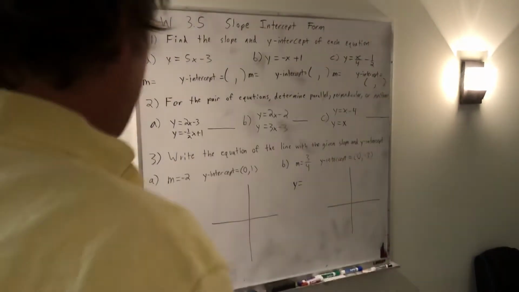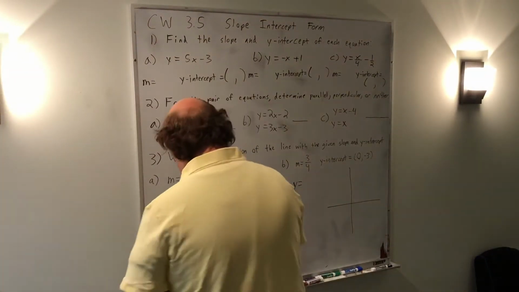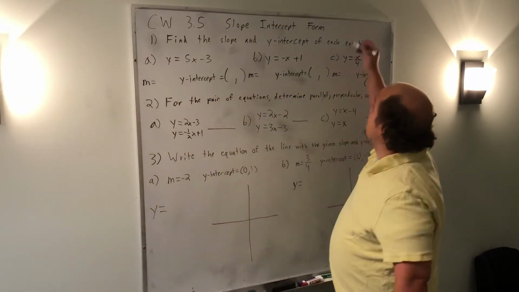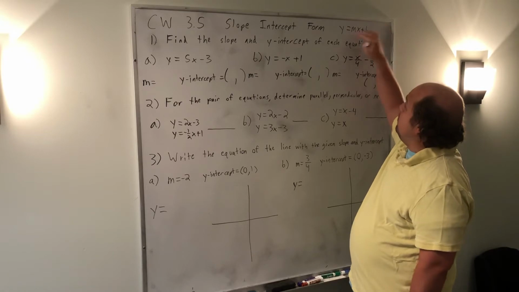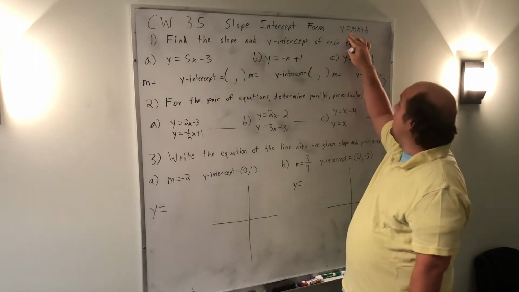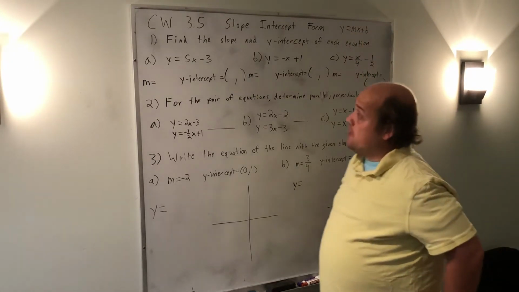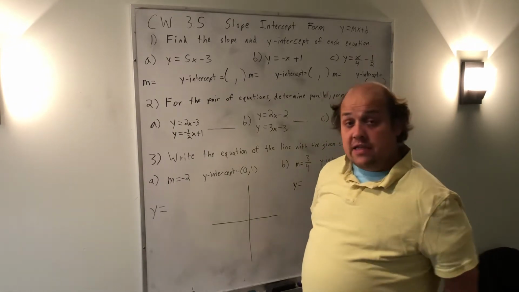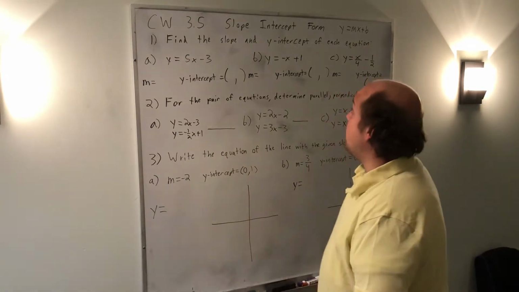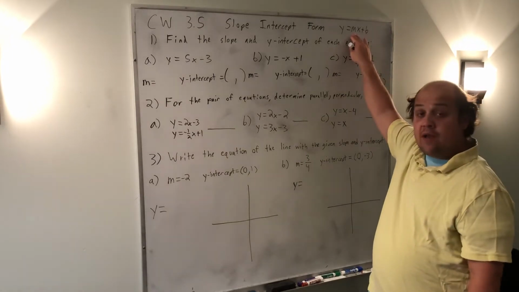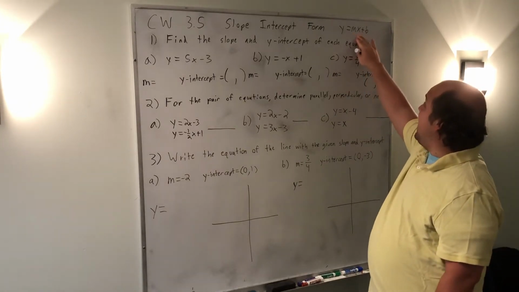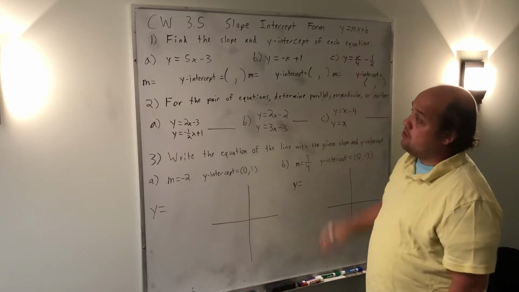Section 3.5, we're focused on the formula y equals mx plus b, where m is the slope of a line and b is the y-intercept. So when we're asked to look at these equations of lines and figure out what the slope and intercept are, we're going to be looking in front of the x term for m, the slope. We're going to be looking after the x term for b, the intercept.